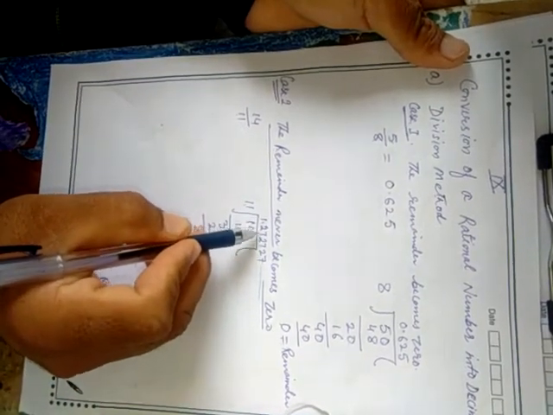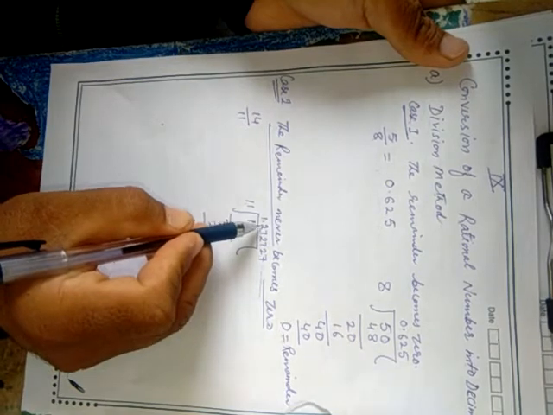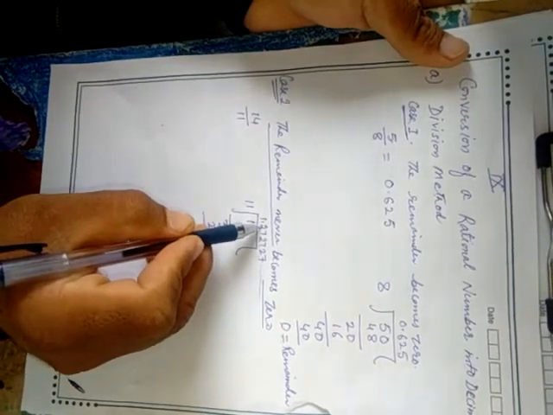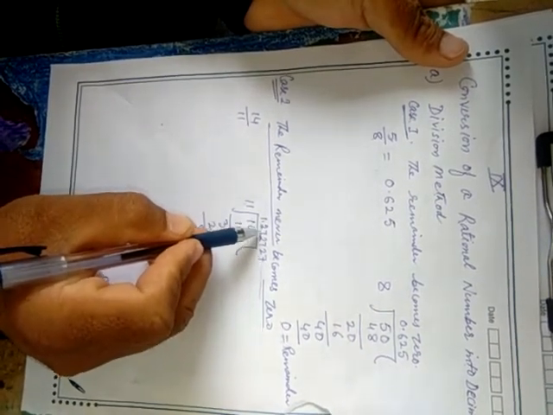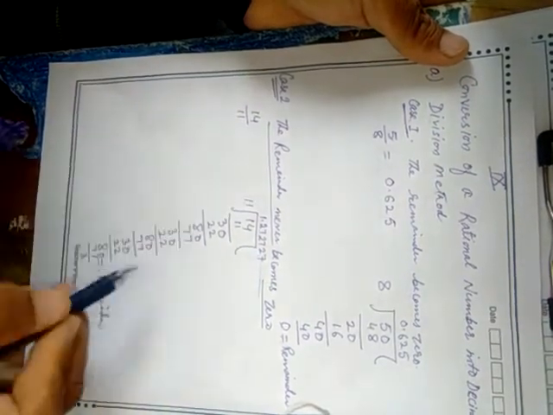So ultimately your quotient comes out to be 1.272727, which means the two digits after the decimal are repeating continuously, and the remainder never becomes equal to 0.